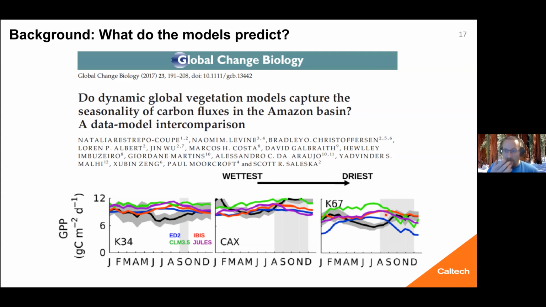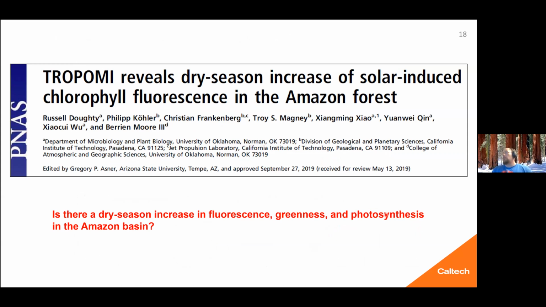And you can imagine that the Amazon, right, is massive. And so we have a lot of photosynthesis there. And so this is very important for the global carbon sink. So not modeling the Amazon and the tropics as a whole correctly could be a real problem.